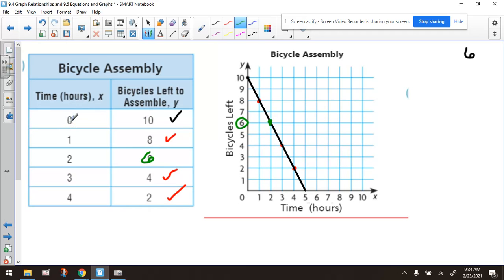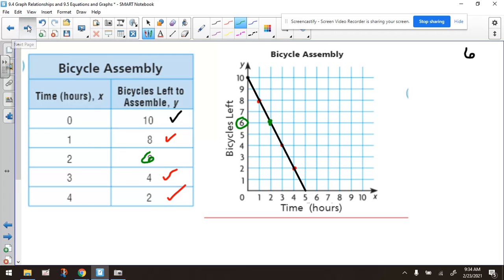Because this is all sequential, 0, 1, 2, 3, 4, and this is decreasing by 2 each time. So if we subtract 2, the pattern is subtract 2. Subtract 2, subtract 2, subtract 2, subtract 2, right? If we're looking for some sort of a pattern. Now the equation would not be subtract 2. So that's a whole other lesson. We're going to be learning that for tomorrow.